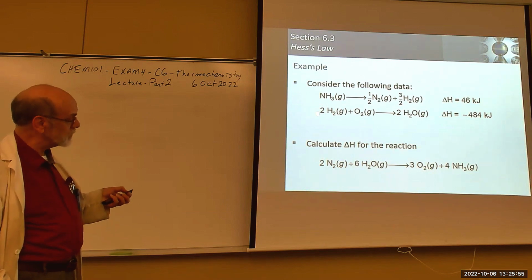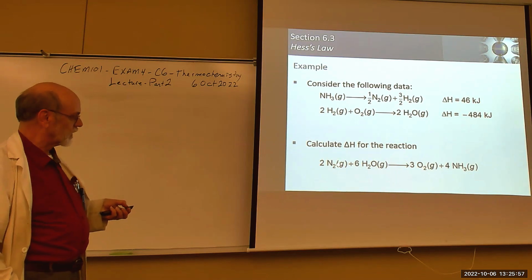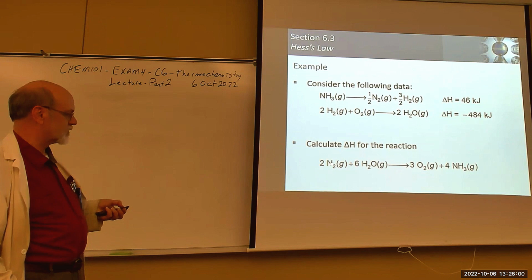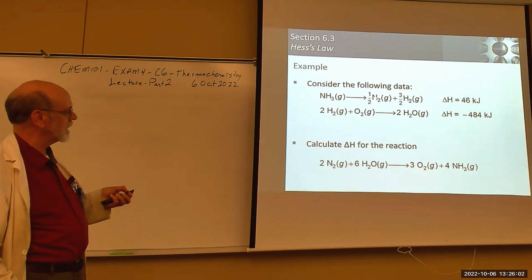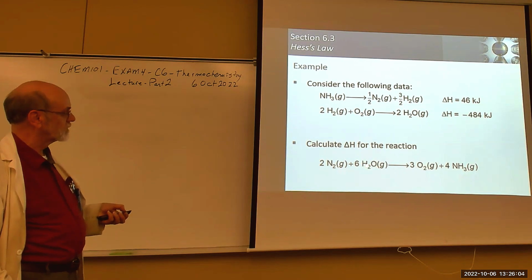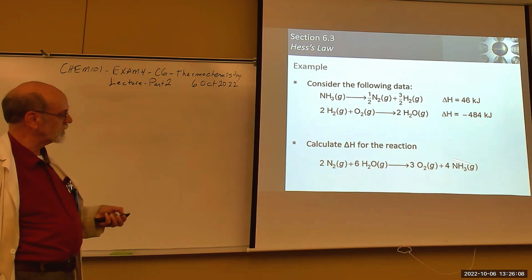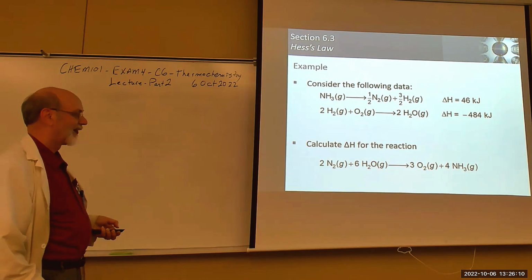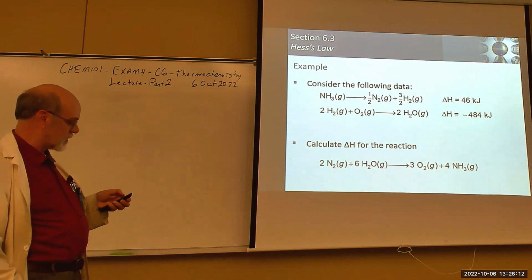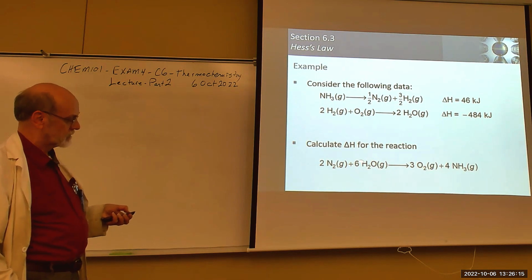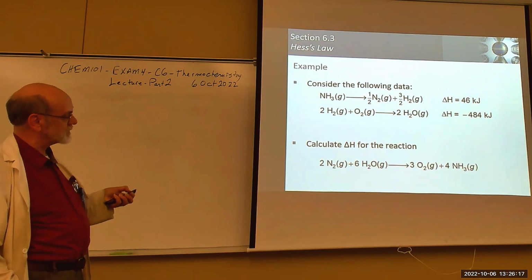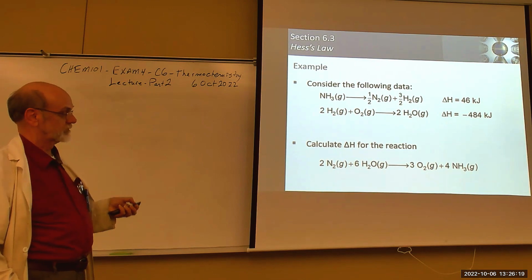can we combine these two and make that one? Well, let's look. We need nitrogen. We got nitrogen up here? Yeah, there's nitrogen. Water, we've got water here. Oxygen, we got oxygen there. Ammonia, we got ammonia there. The one thing you don't have down here is hydrogen.